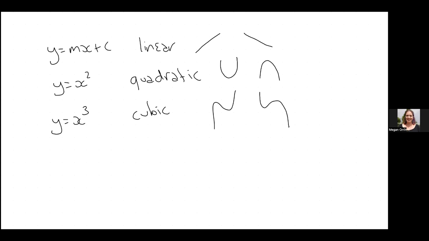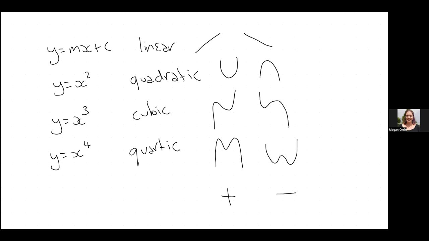What's this one called? Quartic. Well done. And what does this look like? It's an M. So what does this one look like? W. That's a terrible drawing, isn't it? It shouldn't look like that. It should look more like that. So these ones are all positive. These ones are all negative. The general shape of the graph is important for us to know.